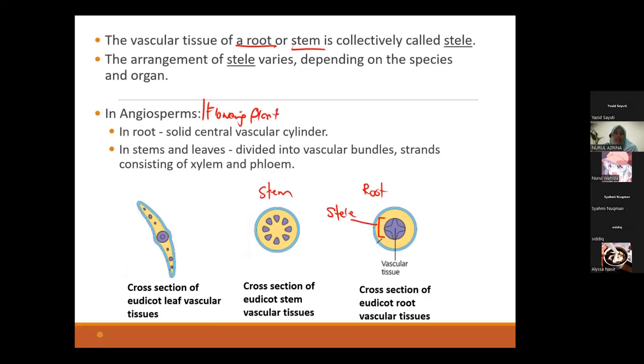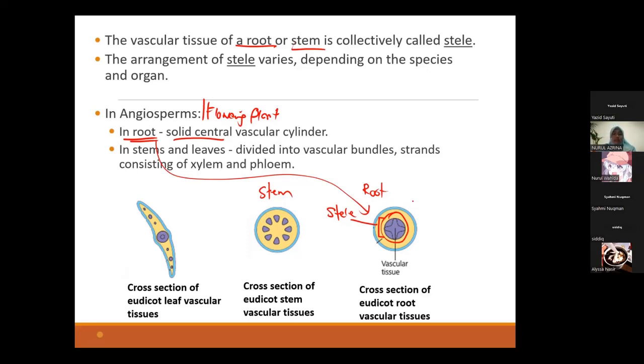Tumbuhan-tumbuhan yang berbunga. Okay, so for angiosperm root, the stele or the vascular tissue is a solid central vascular cylinder. Solid central vascular cylinder. Yang mana satu? Yang ni. Nampak ni? Bentuk dia, it is a solid central vascular cylinder. So the vascular tissue dia duduk dekat center.